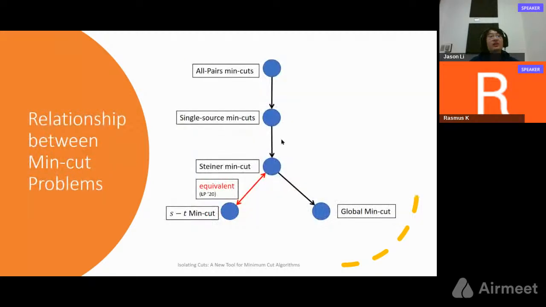Okay, so here's a more graphic view of the setting. So first of all, pairs min cut is definitely the hardest.